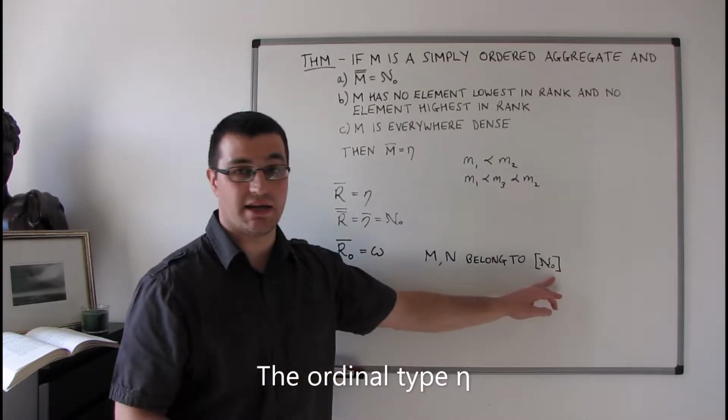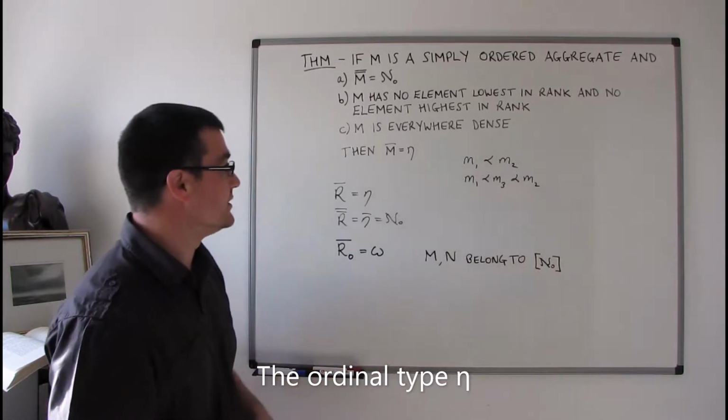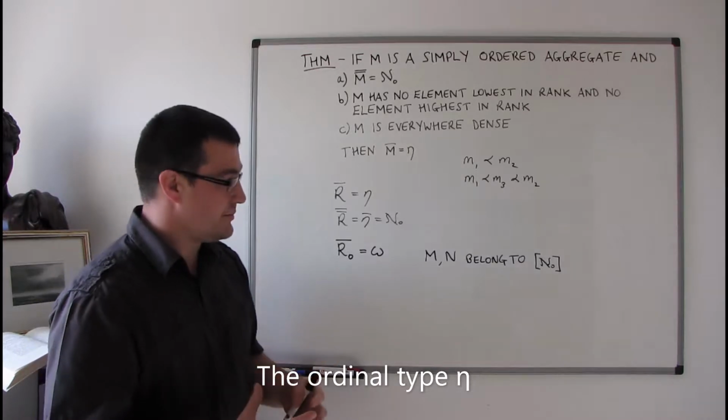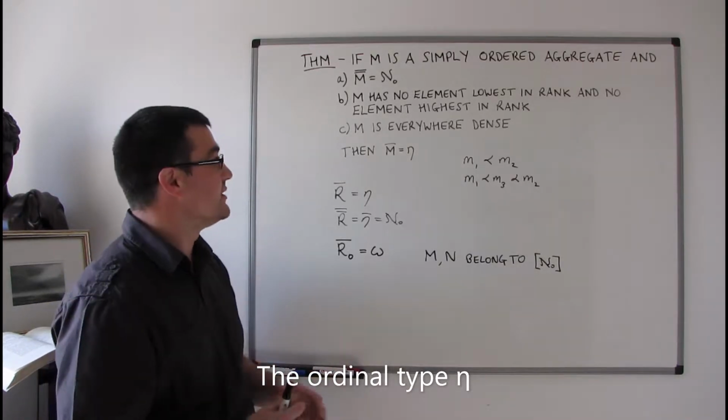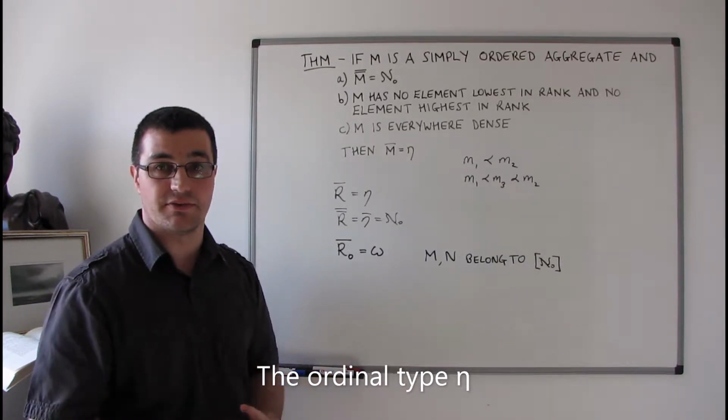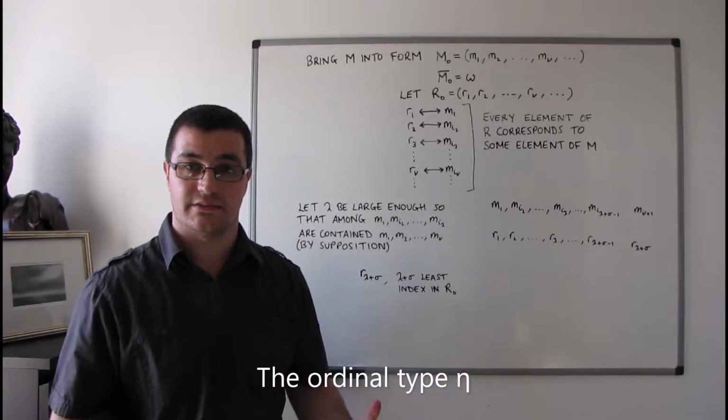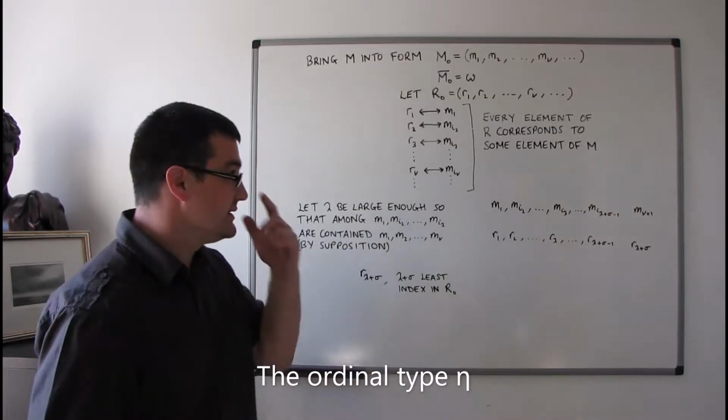So we're going to need to make use of this property as well. So that's the preliminary stuff out of the way. So now let's get on with the proof of the theorem. Let's have a look now at the proof of the theorem that I've just stated.